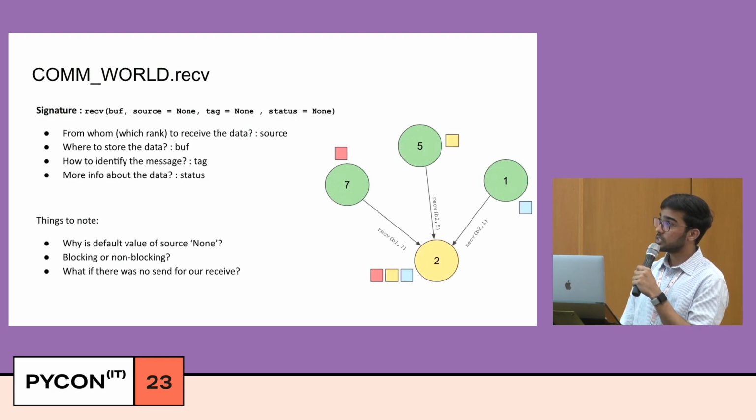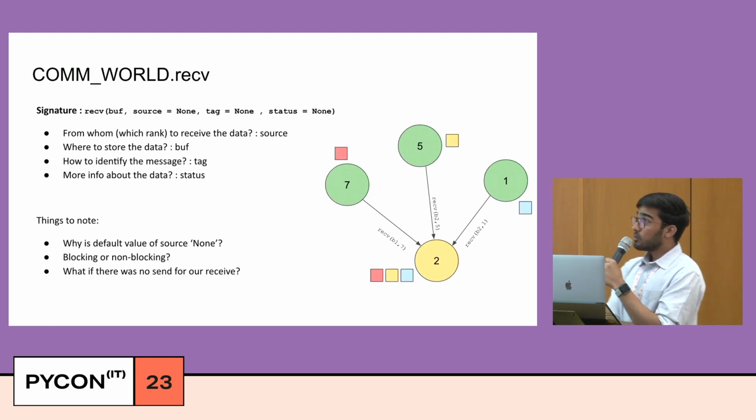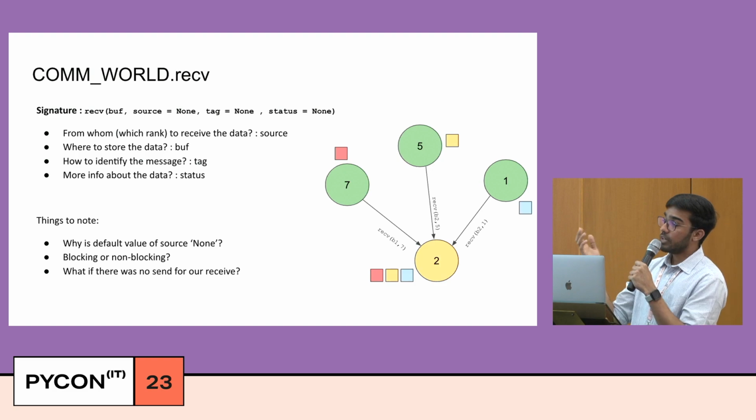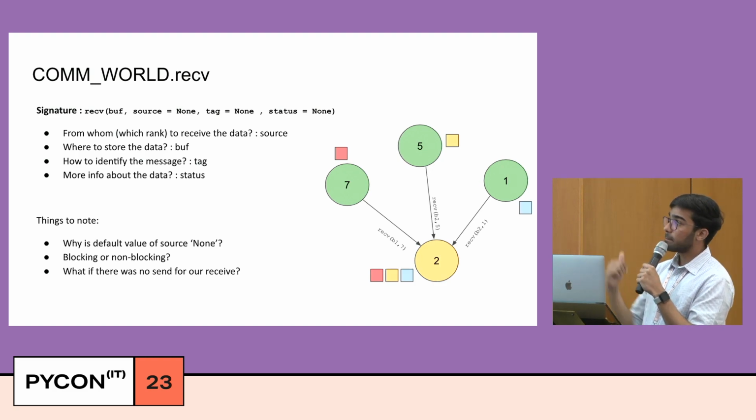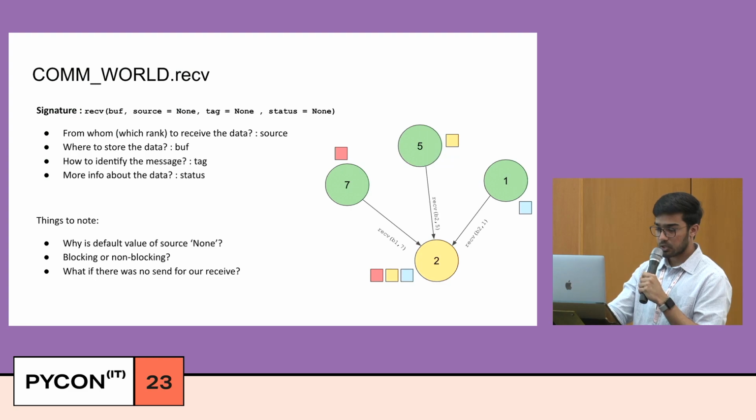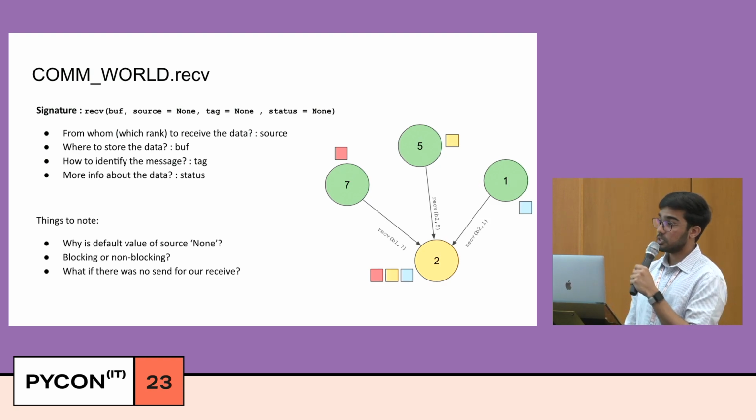So the other method is the receive method. This is the counterpart for the send method. Again, what do we need here? We need to know where to store the data that I receive. That is the buffer parameter. Then whom do I receive the data from? That is the source parameter. Again, you would note that this is optional. We'll come to that later. We have a tag and we have a status. All these 3 parameters in the end are optional.